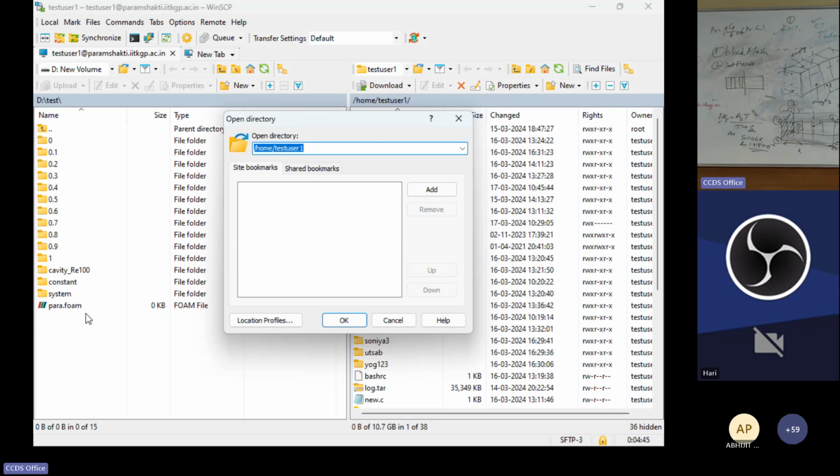And after that, you need to do blockMesh. Again, it's a problem for sourcing. Then after that, you need to do setFields, and then run the solver.